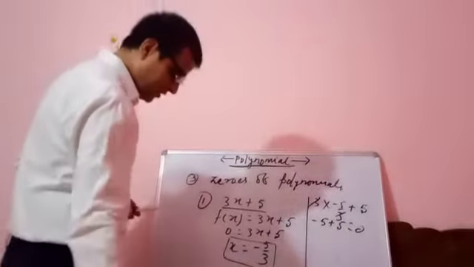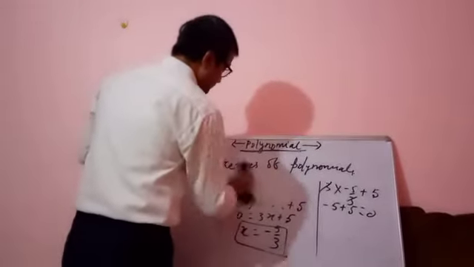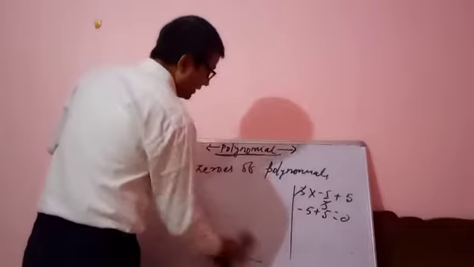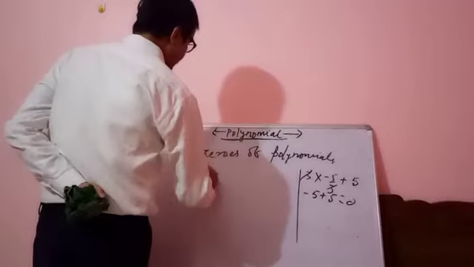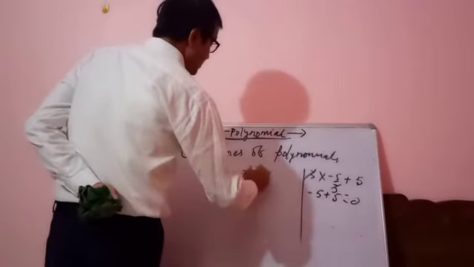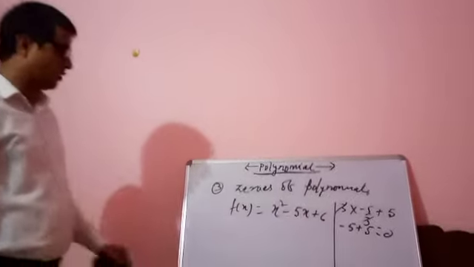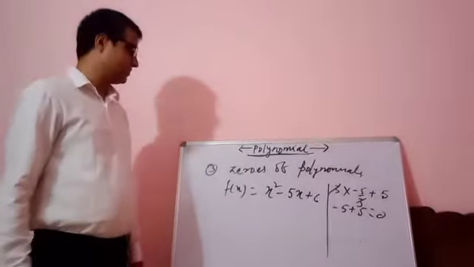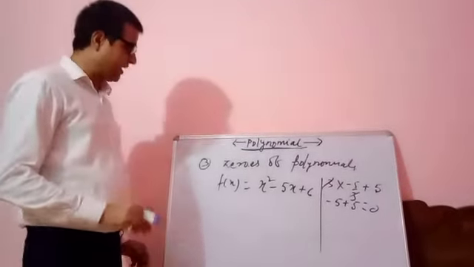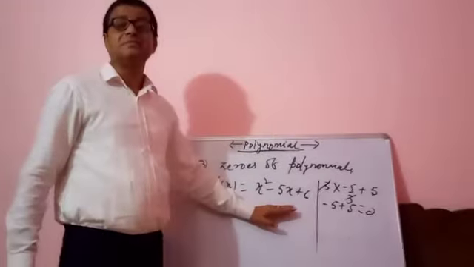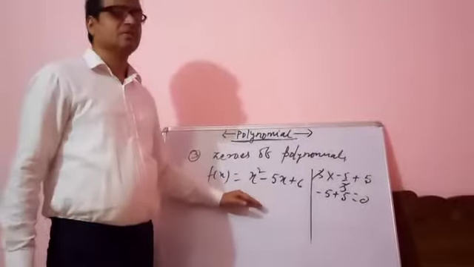Suppose I am writing one quadratic polynomial in front of you. Suppose the polynomial is f(x) = x² - 5x + 6. Now it's a bit of a challenge to find the 2 zeros which will make this equation 0. Now what is the first way? That is called hit and try.